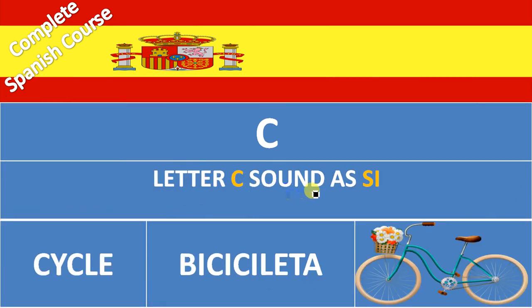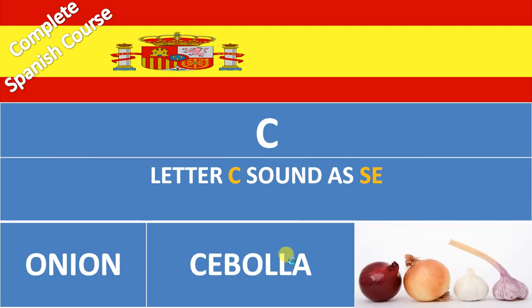Letter C sounds as si. In English we say cycle, but in Spanish, bicicleta. Bicicleta means cycle. So here you can see C is coming before the I. So the sound of this CI will be si. Bicicleta.